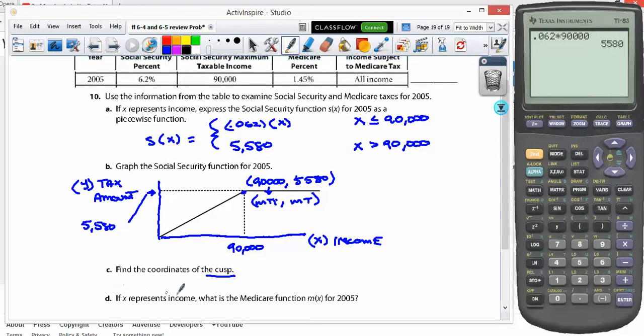If X represents income, what is the Medicare function M(X) for 2005? Well, that one's a little easier, because that is all income. So basically, the Medicare as it relates to income is simply 0.0145 times x. That's it.